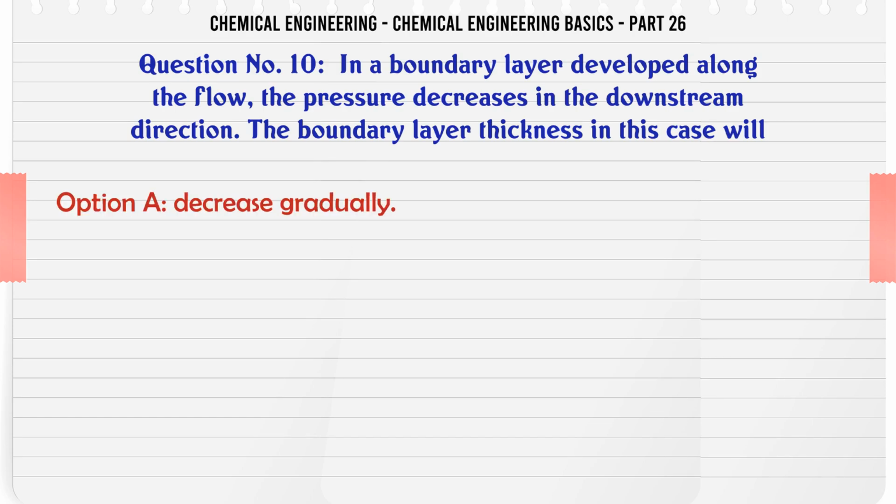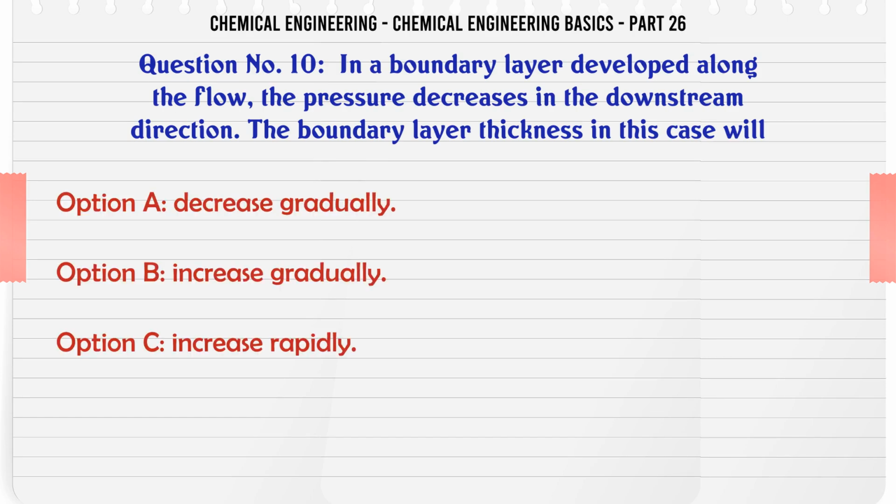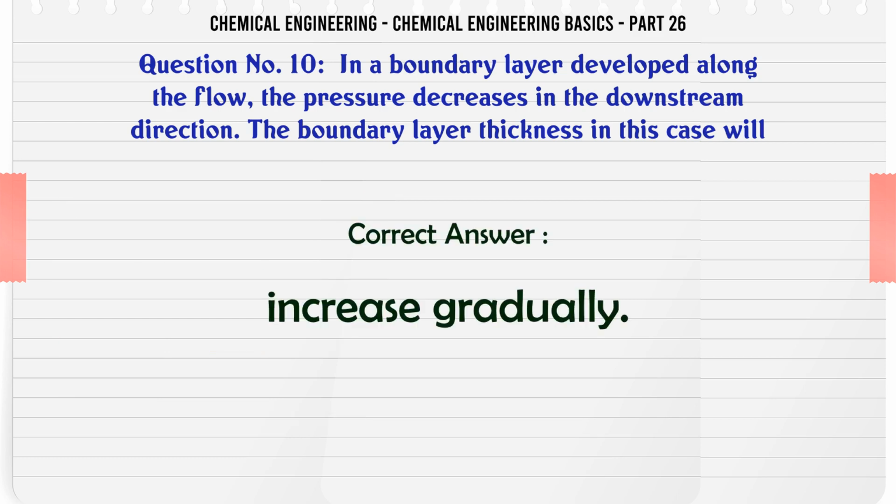In a boundary layer developed along the flow, the pressure decreases in the downstream direction. The boundary layer thickness in this case will A. Decrease gradually, B. Increase gradually, C. Increase rapidly, D. Remain constant. The correct answer is increase gradually.